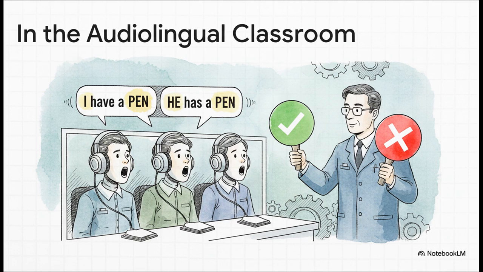You'd listen to a dialogue on a tape recorder and repeat it over and over and over. You'd do pattern drills like, here's the book, where is the book, there is the book. The goal was perfect, error-free sentences. Make a mistake, and the teacher corrects you instantly.